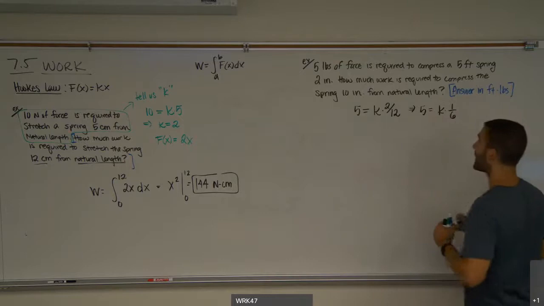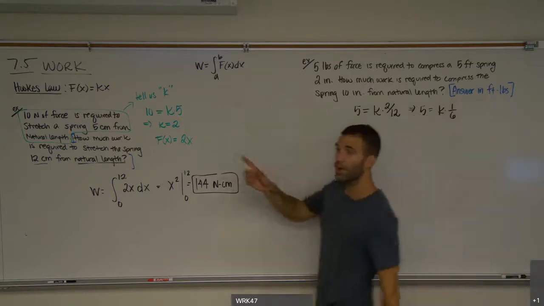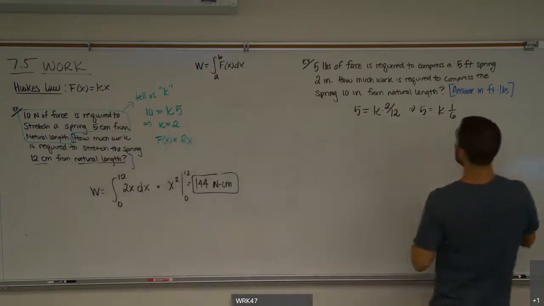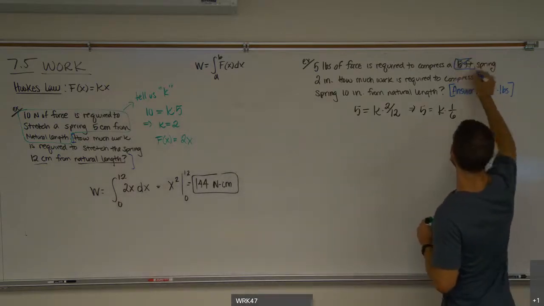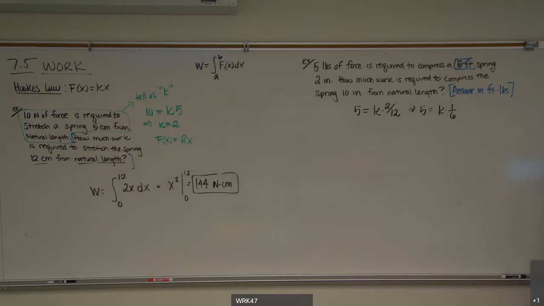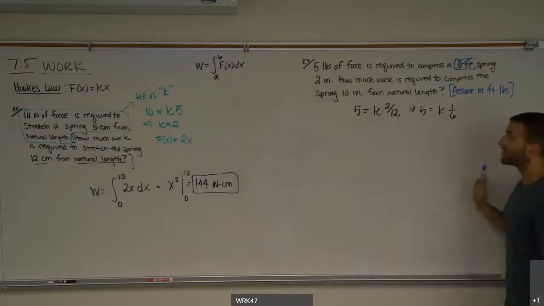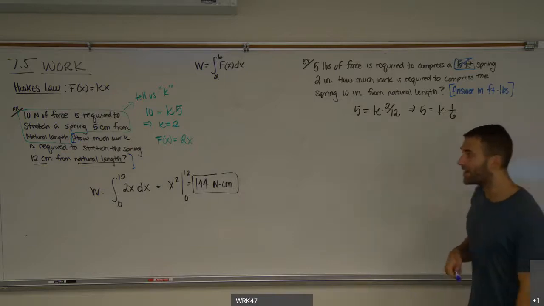Now, it's very important to realize that this x in Hooke's law is the amount stretched or compressed. It has nothing to do with the length of the spring. And so even though I tell you that it's a 5-foot spring, that bit of information is irrelevant. The x in this variable is just how much it's stretched or compressed. I don't care how long the spring is. I just want to know how much I've compressed it.